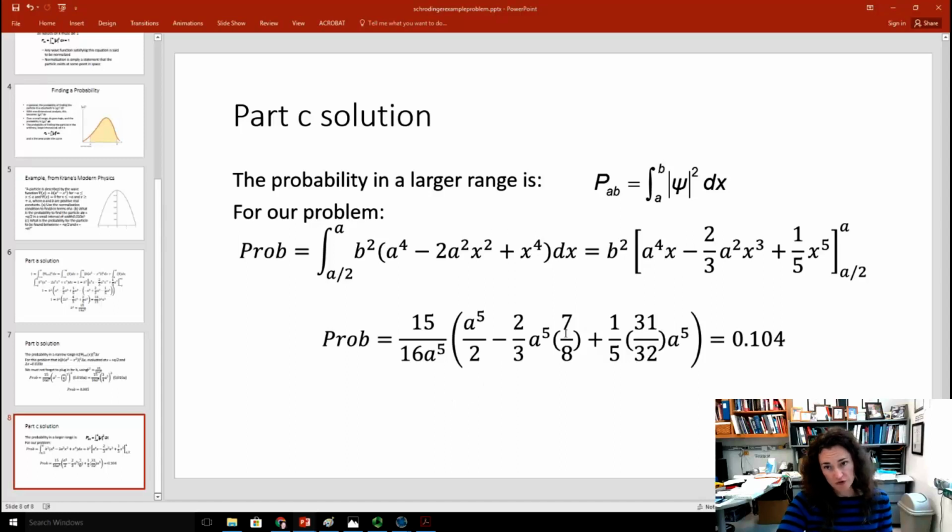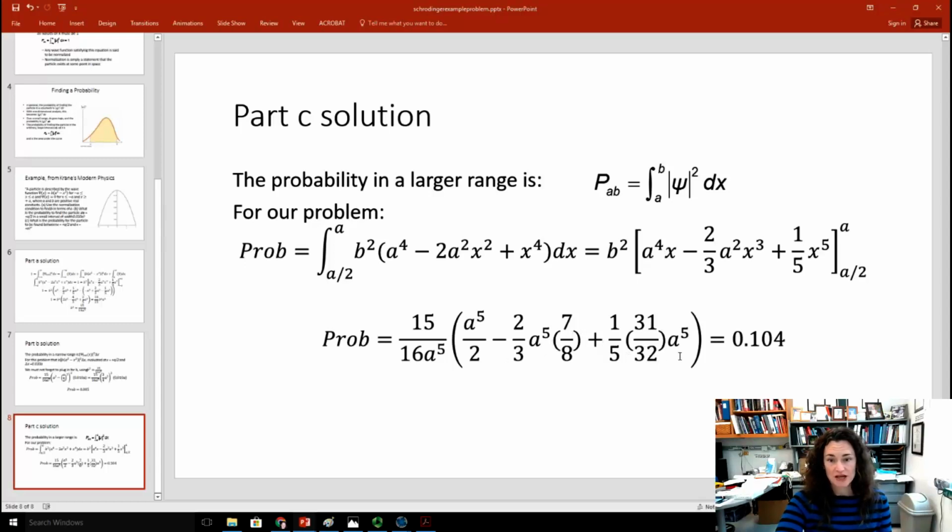When I perform that integral, I get b squared times a to the fourth x minus 2/3 a squared x cubed plus 1/5 x to the fifth, evaluated from x equals a over 2 to x equals a. First of all, I have to remember that I'm going to plug in my value of b squared here, which was 15 over 16 a to the fifth, right? And then I'm going to evaluate at those limits. When I do that, and you can check my math here, make sure that you can follow along. It might take a few extra steps than I've listed here. I get a to the fifth over 2 minus 2/3 a to the fifth times 7/8 plus 1/5, 31 over 32 a to the fifth.